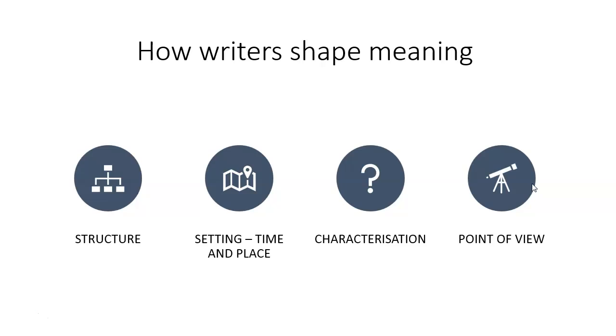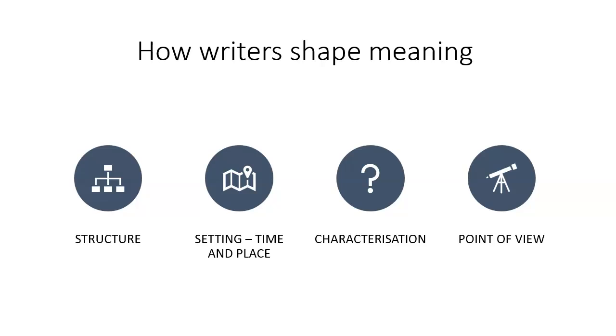So today we're going to think about the ways that writers shape meaning. In particular, Margaret Atwood. How does she shape her meaning? We're going to think about structure. We're going to look at how Atwood has structured the novel and how that influences and affects the way that we read it. And I think that actually, in all honesty, might be all we have time for today.